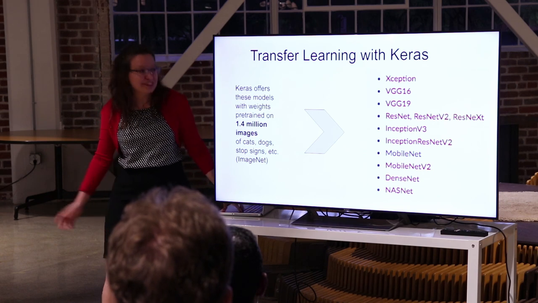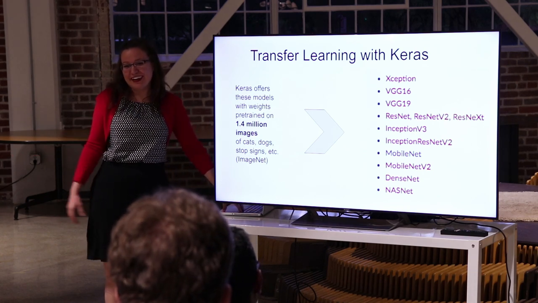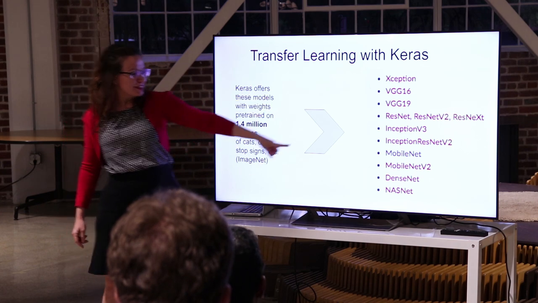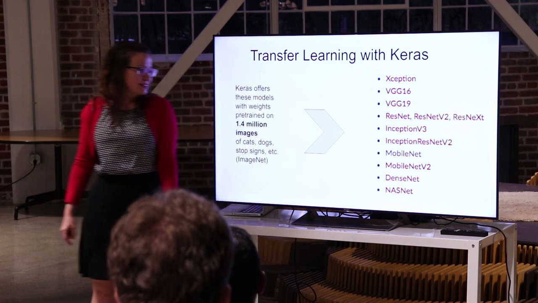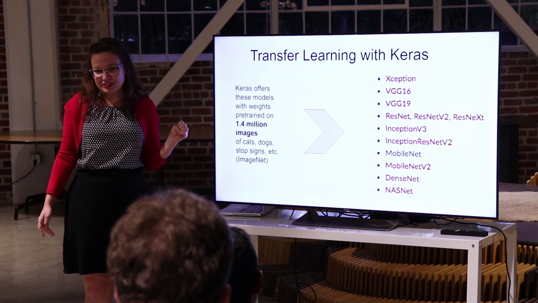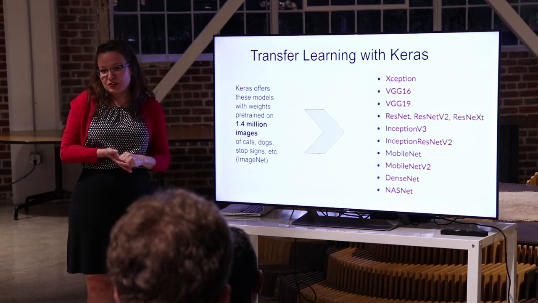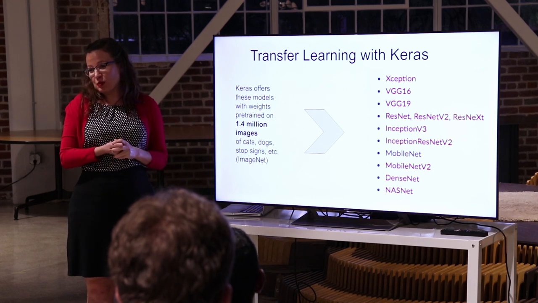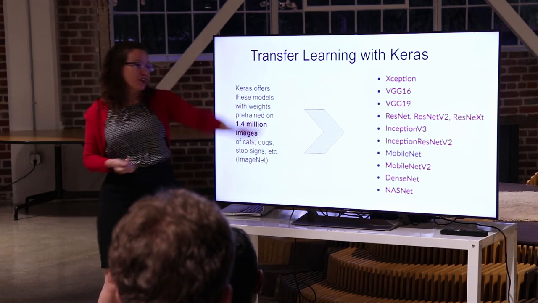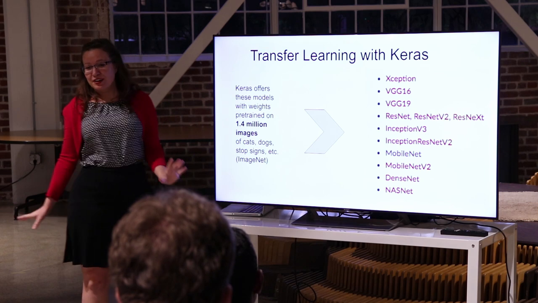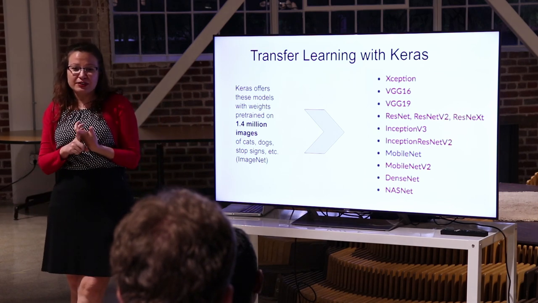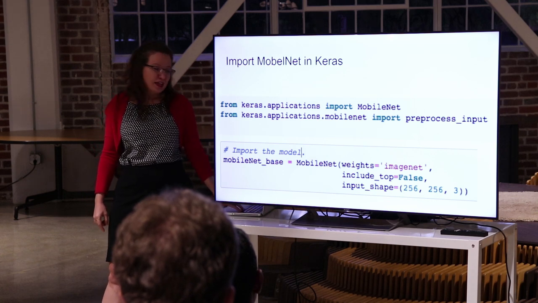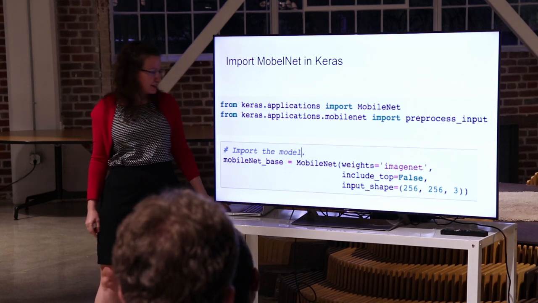So in Keras, if you want to use this in Keras, this is the easy part. In Keras, they offer these models. MobileNet is an option. It's a little bit smaller transfer learning model that you can use if you're building a robot and you want it to be able to see, then you can use MobileNet. But all these other things are available free with open weights, with weights already trained on this ImageNet. And this is the code.